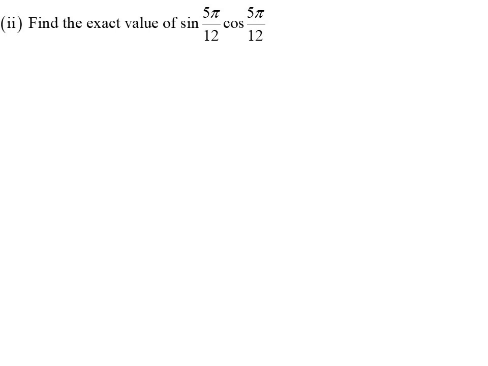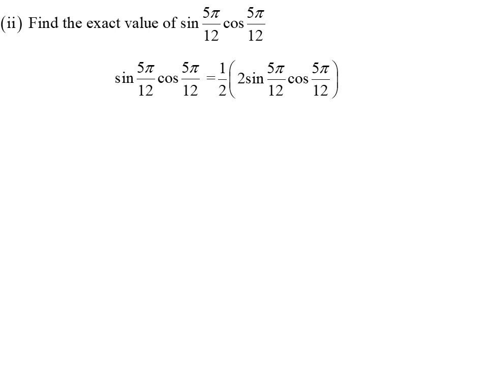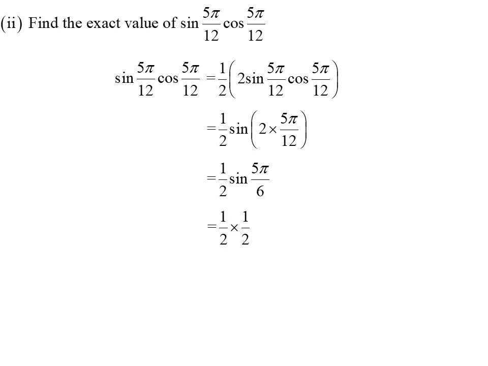I want to find the exact value of sine 5 pi on 12, cos 5 pi on 12. So I see the sine cos, and I go, well, hang on a sec. Sine 5 pi on 12, cos 5 pi on 12? Well, that's just a half of 2 sine cos. And I know 2 sine cos is sine double the angle. That would be 10 pi on 12, which is 5 pi on 6. We've got an exact value for 5 pi on 6. I can substitute that in and we get a quarter.